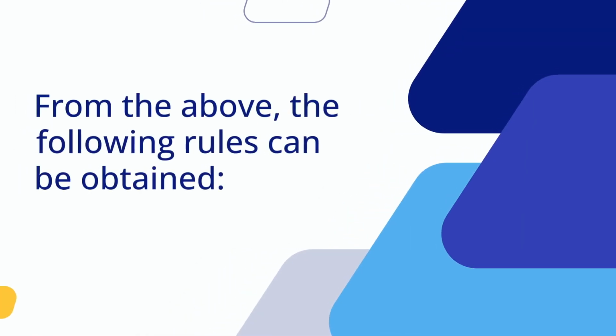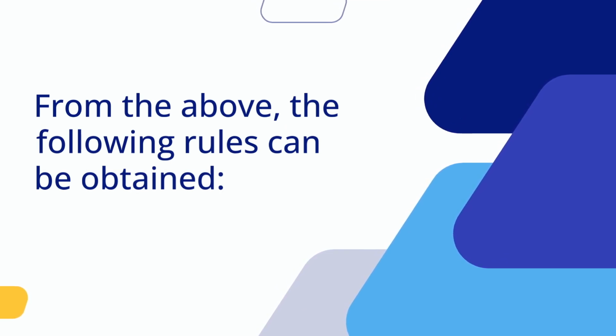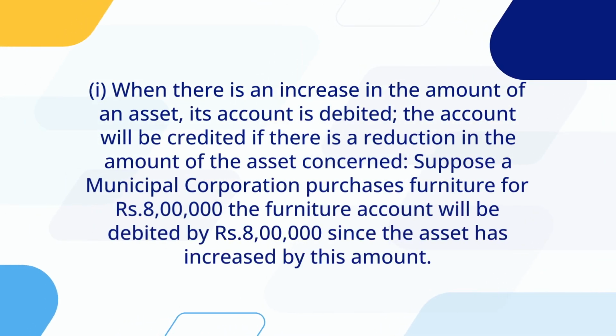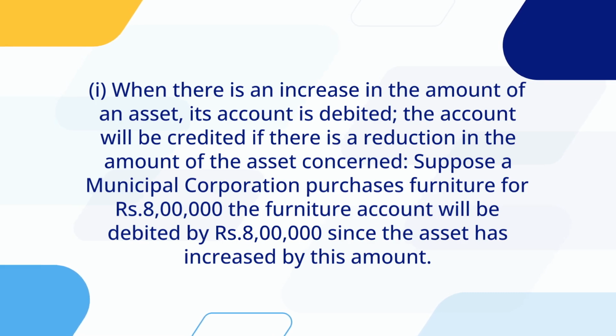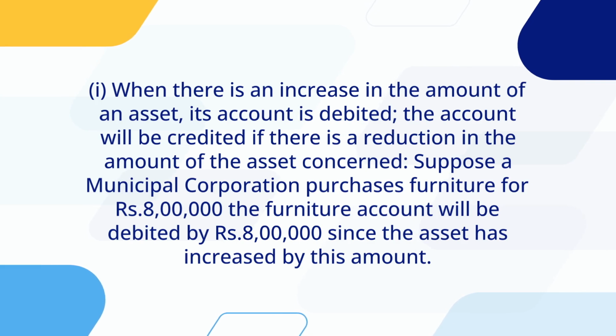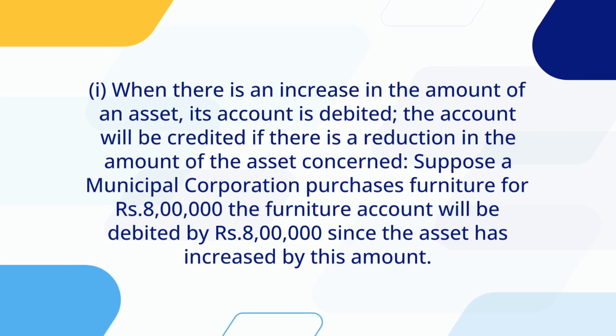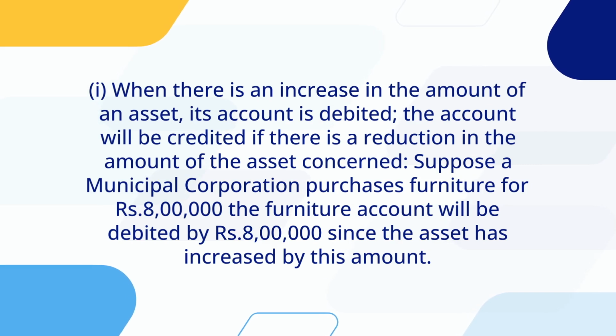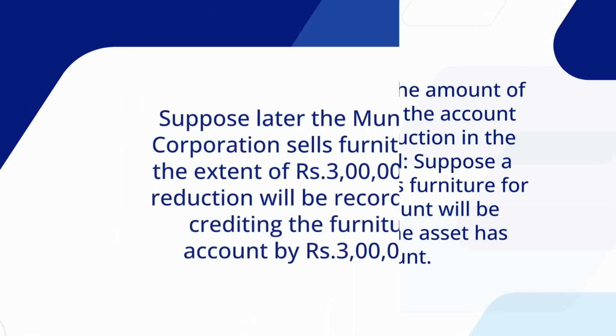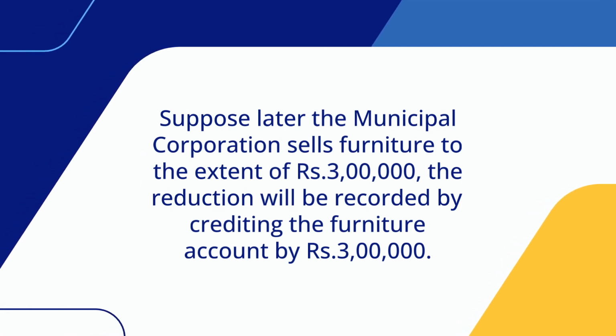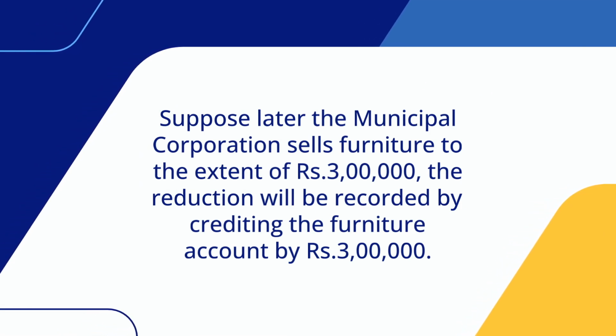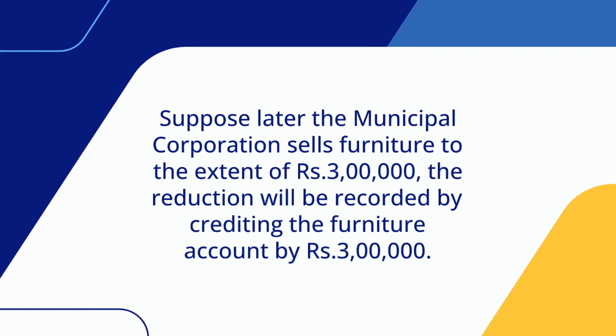From the above, the following rules can be obtained. When there is an increase in the amount of an asset, its account is debited. The account will be credited if there is a reduction in the amount of the asset concerned. Suppose a municipal corporation purchases furniture for Rs 8 lakh. The furniture account will be debited by Rs 8 lakhs since the asset has increased by this amount. Suppose later, the municipal corporation sells furniture to the extent of Rs 3 lakhs, the reduction will be recorded by crediting the furniture account by Rs 3 lakh.